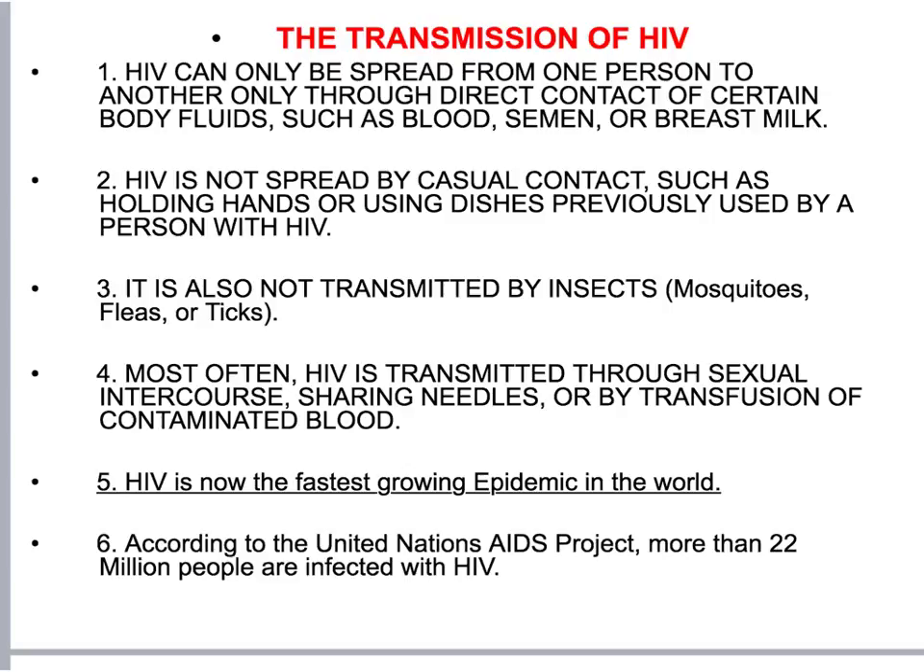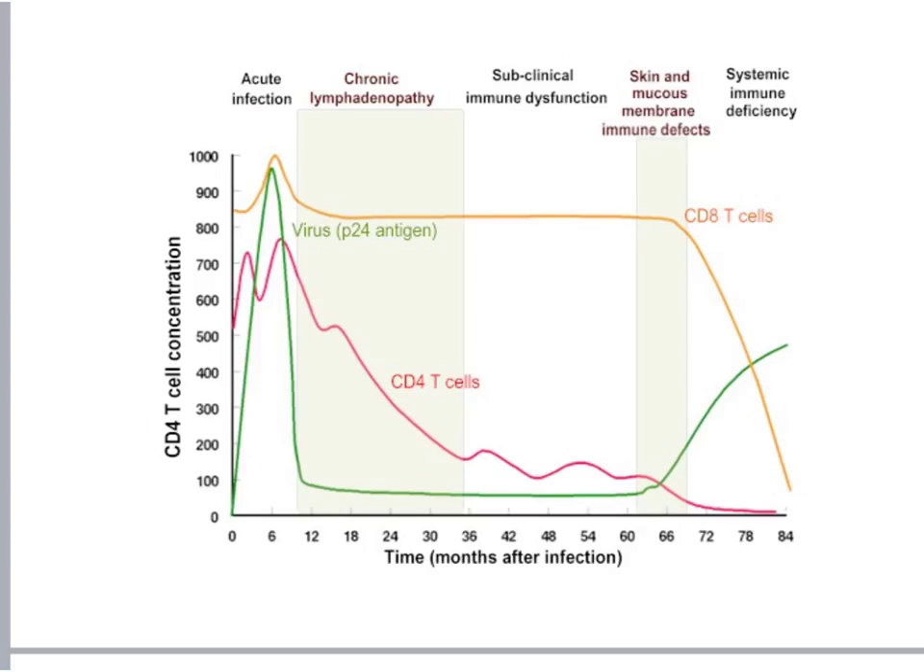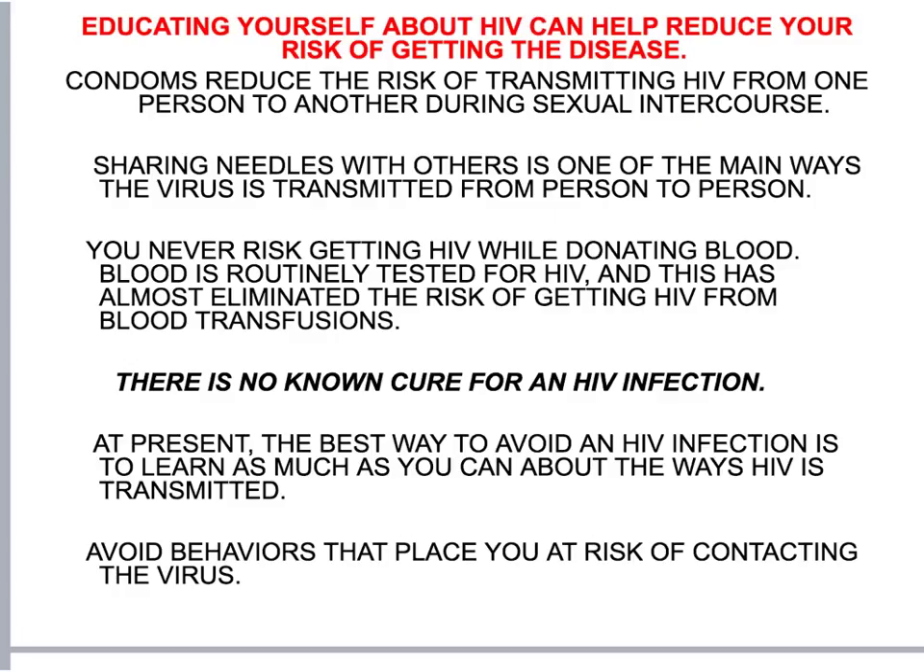Most often, HIV is transmitted through sexual intercourse, sharing needles, or by the transfusion of contaminated blood. HIV is now one of the fastest growing epidemics in the world. According to the United Nations AIDS Project, more than 22 million people worldwide are infected with HIV. Condoms reduce the risk of transmitting HIV from one person to another during sexual intercourse. Sharing needles with others is one of the main ways HIV/AIDS is transmitted from one person to another.